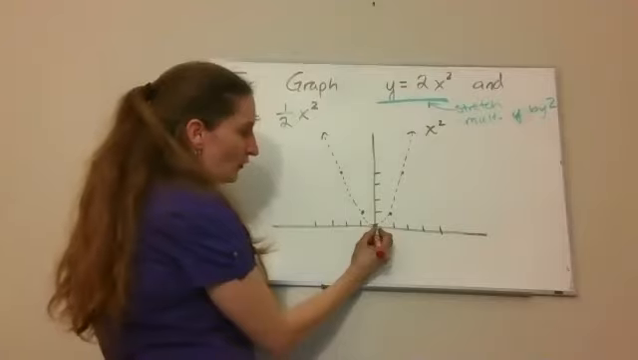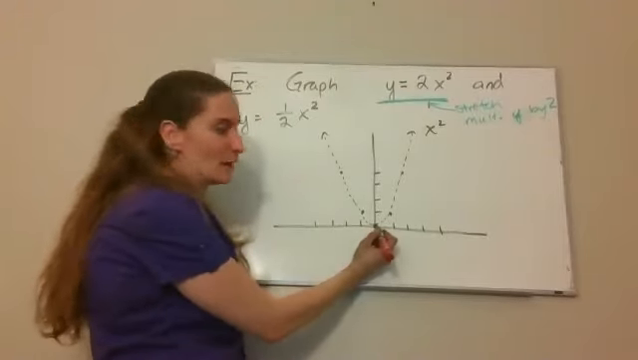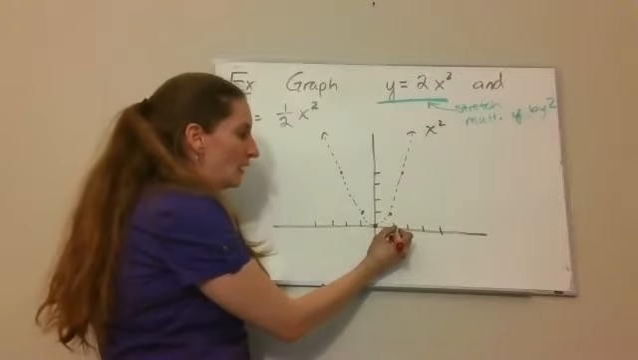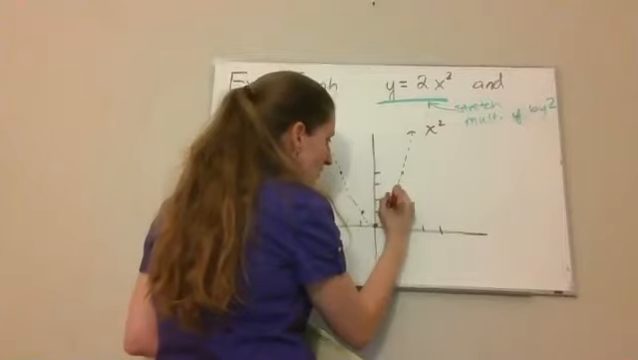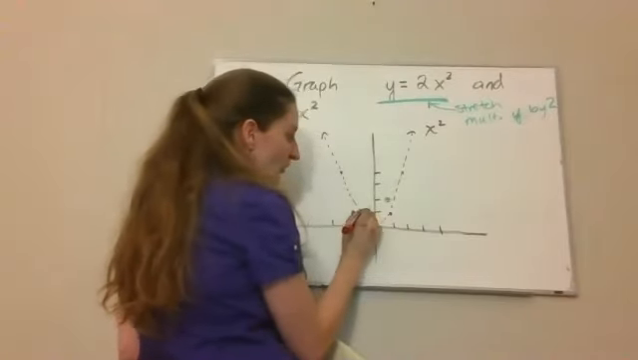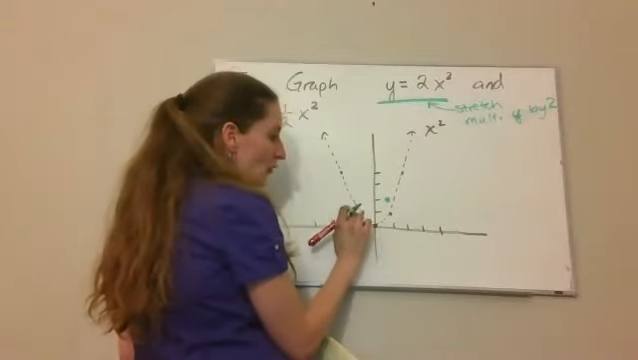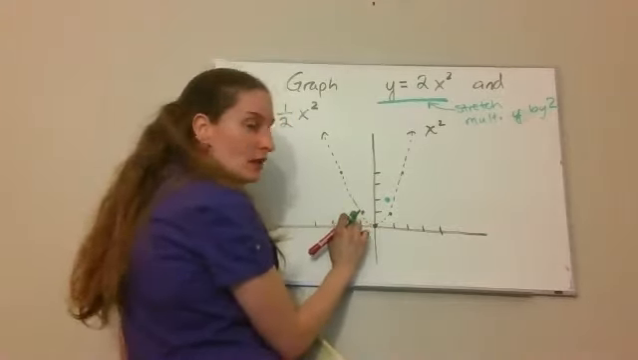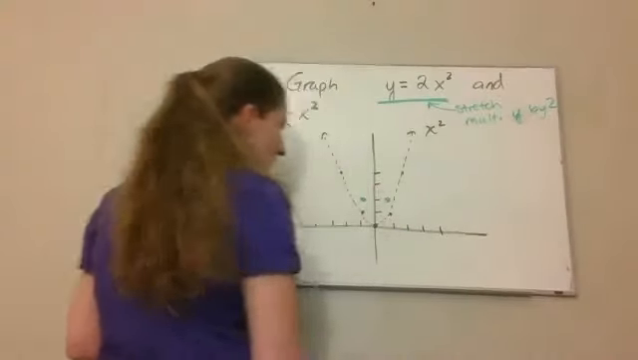Well, here's my first point at 0, 0. When I multiply that y coordinate by 2, it's still at 0, 0. This one, the y coordinate was 1. When I multiply it by 2, it's now 2. Similar for the negative one. When I plugged in negative 1 for x, I got a y coordinate of positive 1. When I multiply it by 2, we're up at 2.